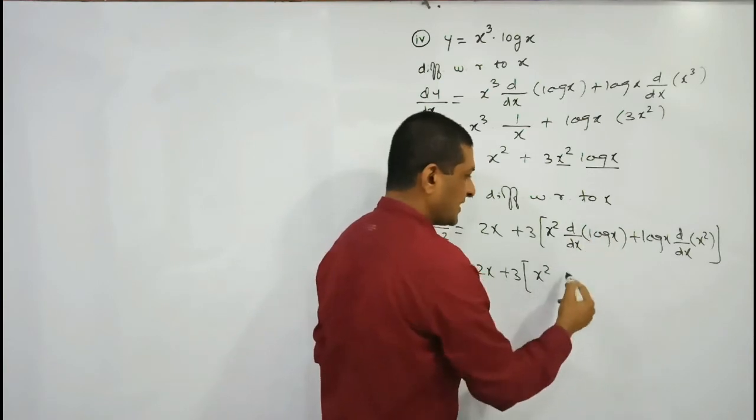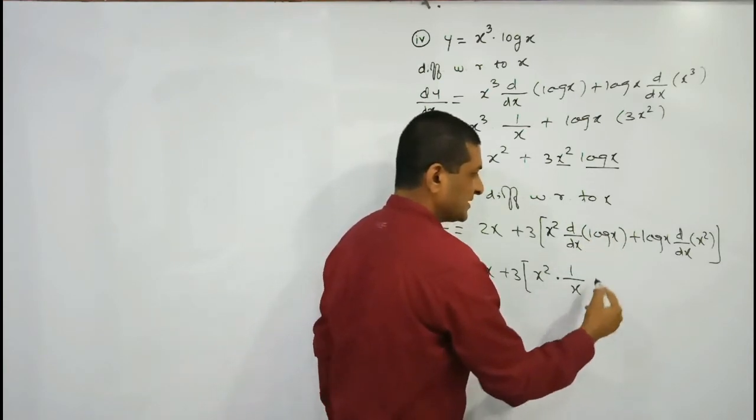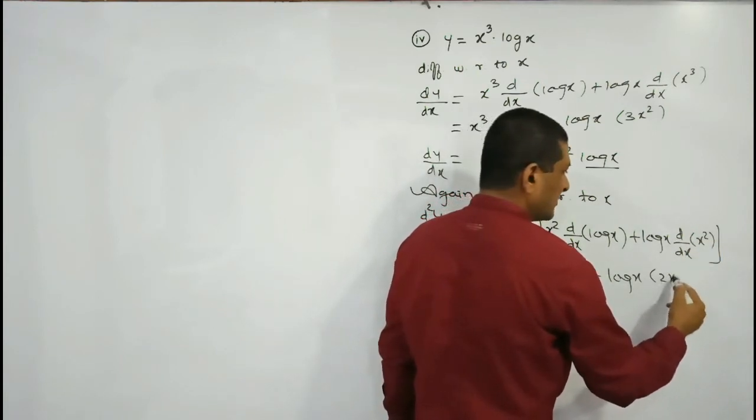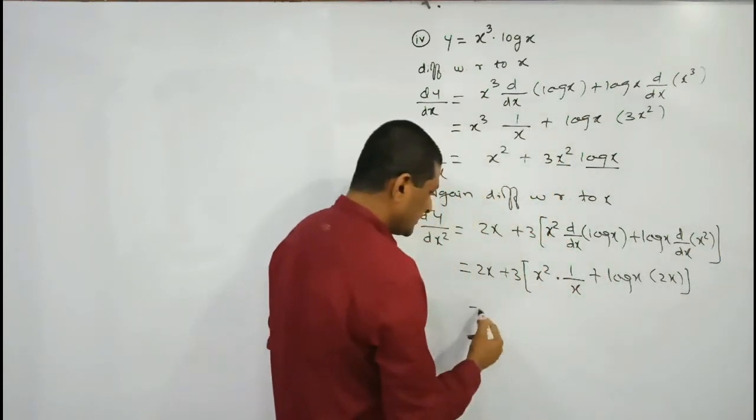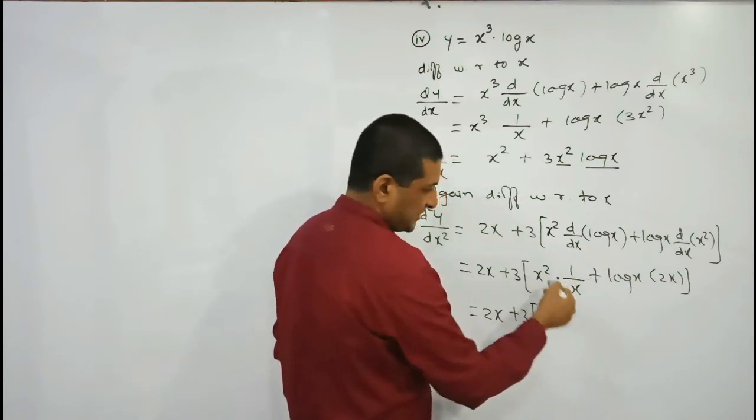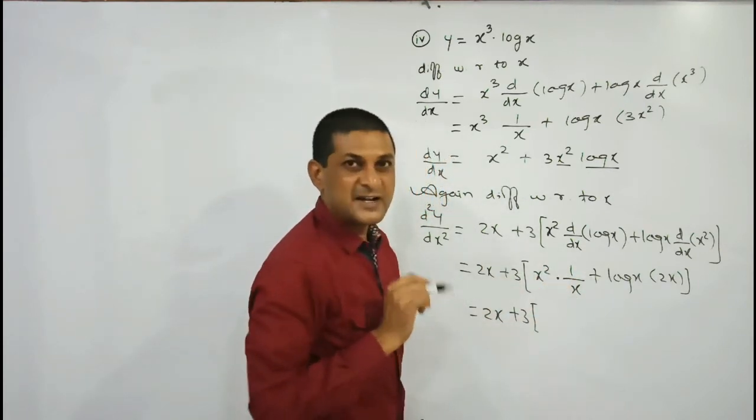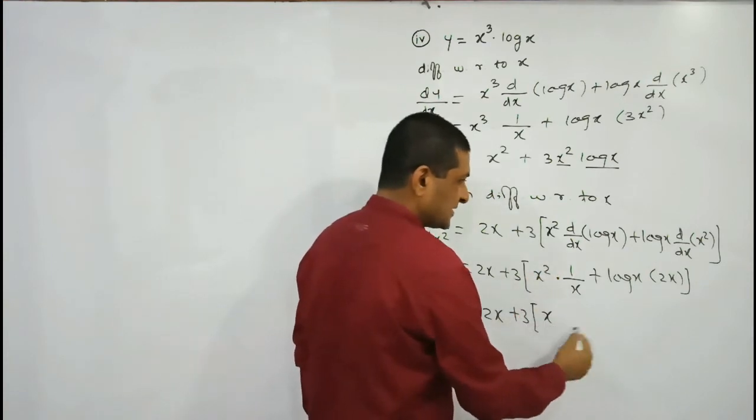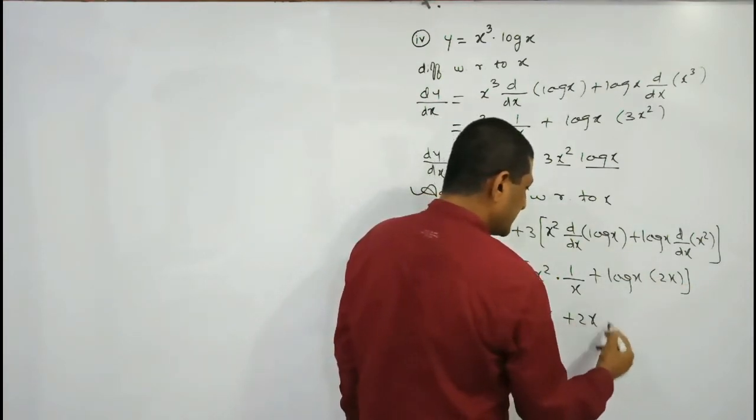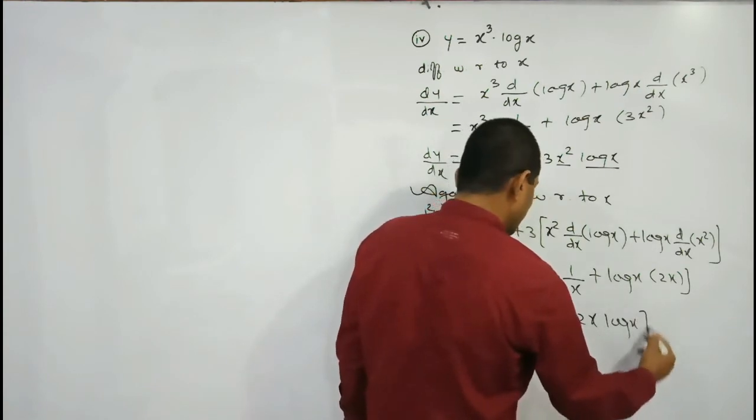What is the derivative of log x? The derivative of log x is 1 by x, plus log x as it is, and what is the derivative of x square? It will be equal to 2x. So which is equal to 2x, keep it as it is, plus 3 also as it is. Here after cancelling x from numerator and denominator, the remaining term is x, and here 2x into log x will be equal to 2x log x, isn't it?